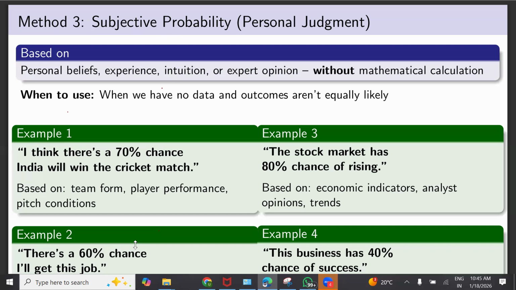Example number 1, I think there is a 70% chance India will win a cricket match. So you are saying based on the team form, player performance, pitch conditions. Example number 2, there is a 60% chance I will get this job. Example number 3, the stock market has 80% chance of rising. Example number 4, this business has 40% chance of success. Or example number 5, I have 90% chance that I will clear the UGC NET June 2026. So these are subjective probability, that is based on personal judgment. Okay.